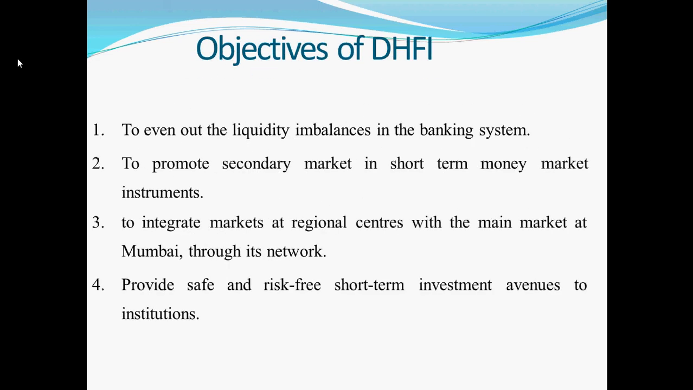Now let us see what the objectives of DFHI are. To even out the liquidity imbalances in the banking system, that is, to balance the demand with supply for short-term finance in the money market. Also to promote the secondary market in short-term money market instruments, that is, to be an active trader in money market instruments rather than a mere repository, and thereby improve liquidity of short-term money market instruments. And also to integrate this market at regional centers with the main market at Mumbai through its network. It also provides safe and risk-free short-term investment avenues to institutions.